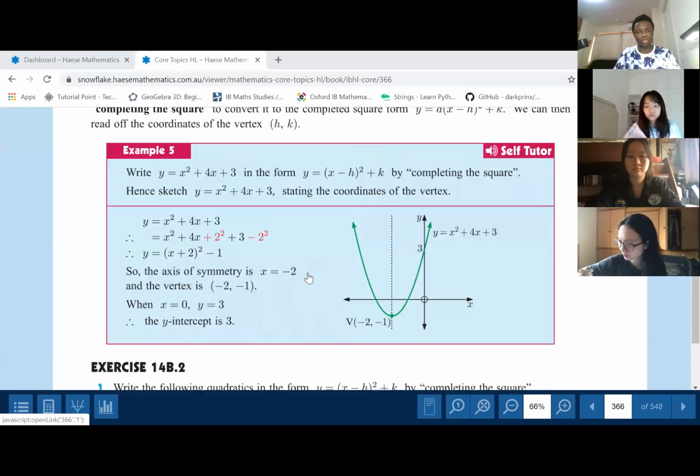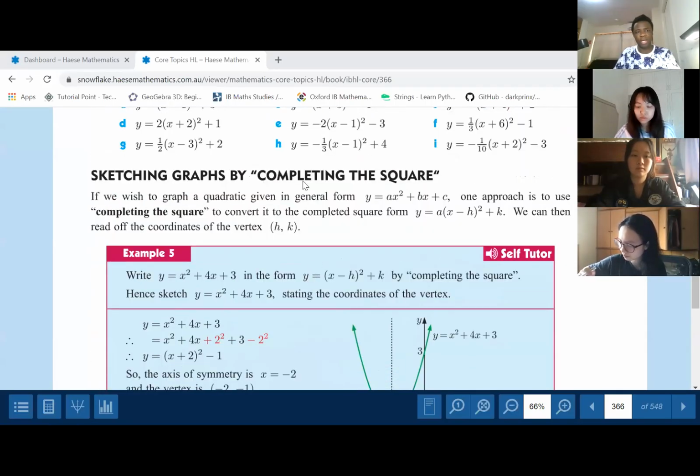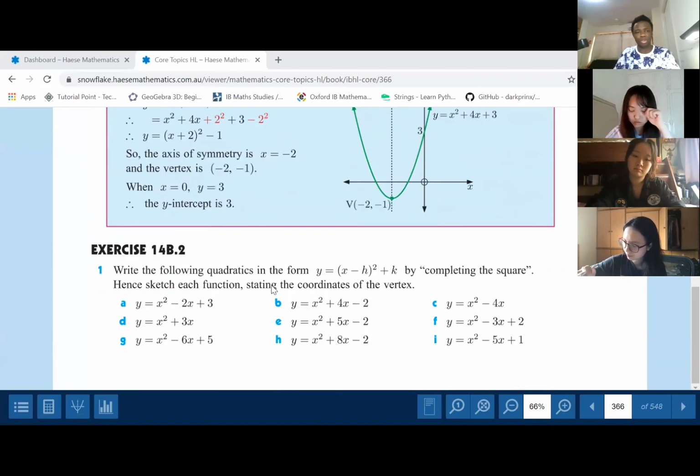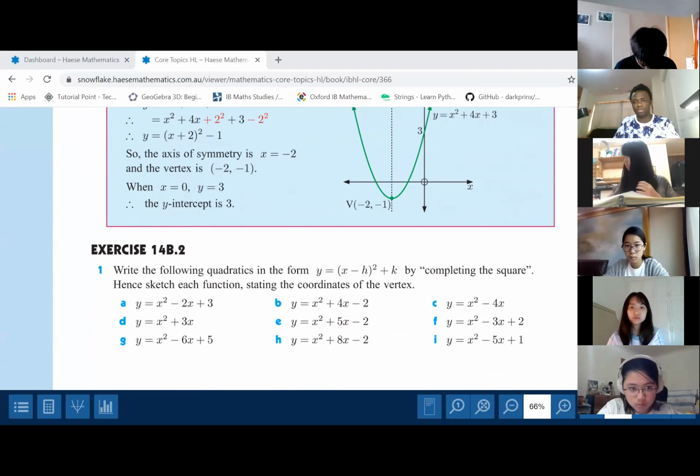Okay, so today we'll be starting with how to sketch using completing the square. So you already have this question. So I want you to attempt this first one. Do you remember completing the square? If you do not remember completing the square, raise your hand.